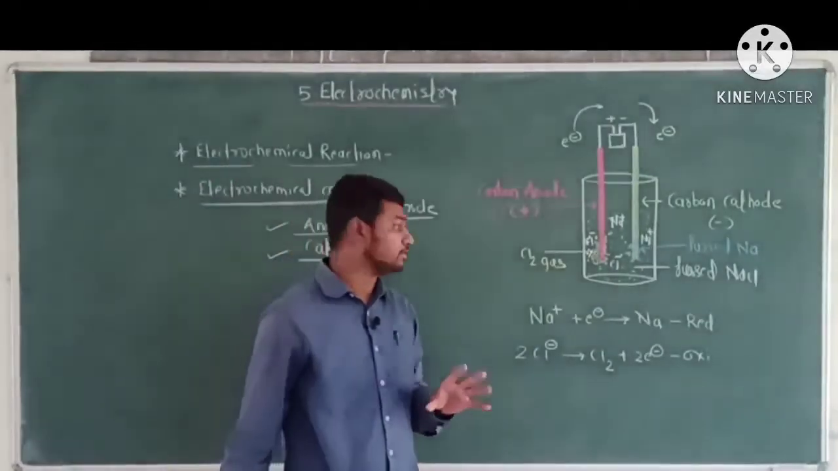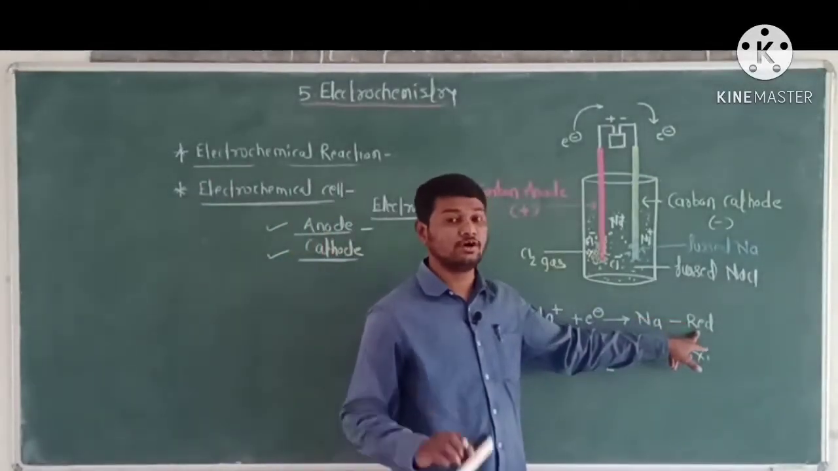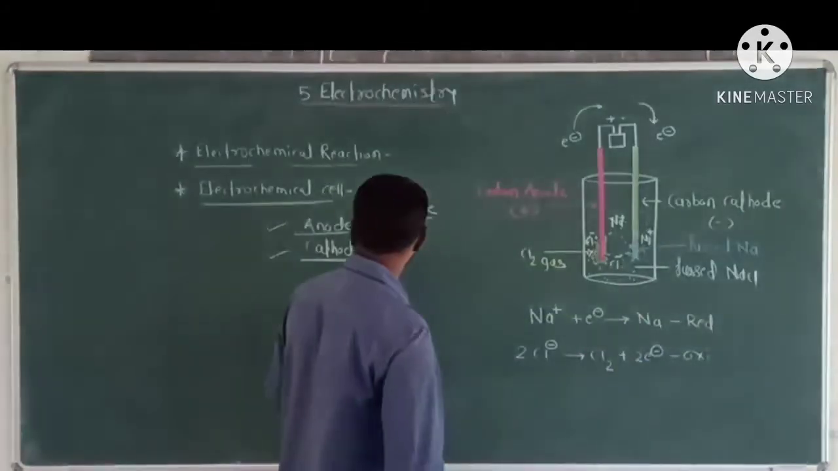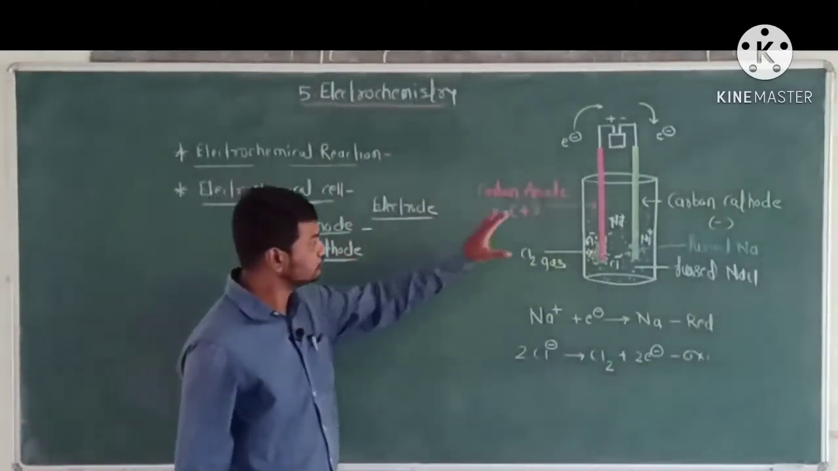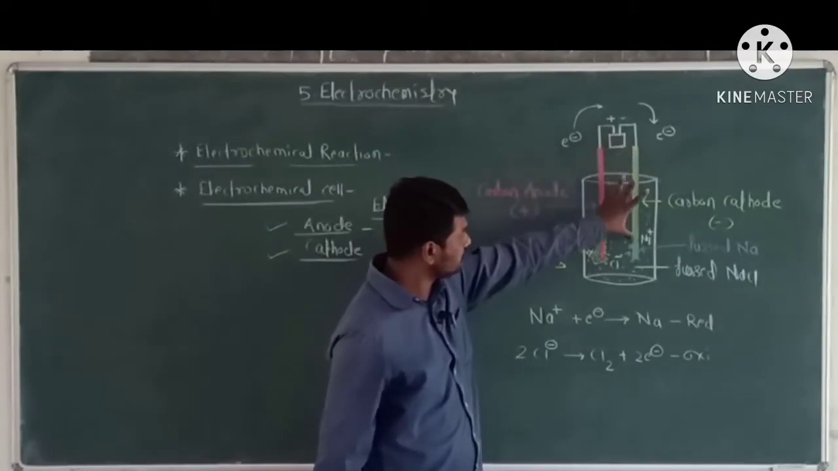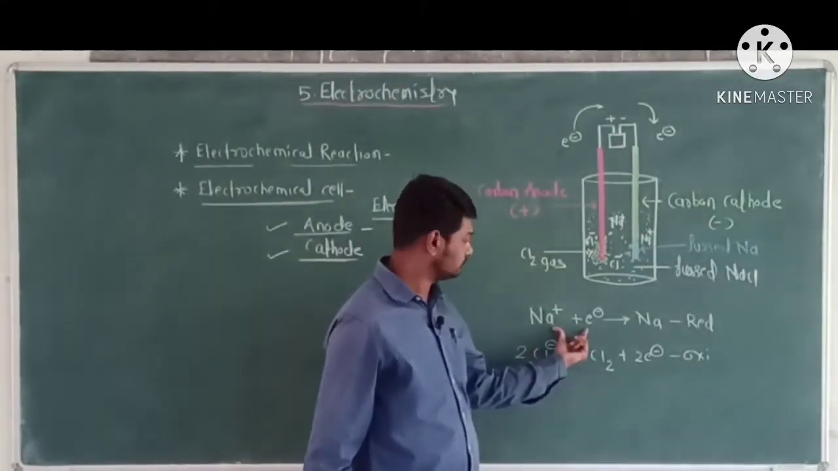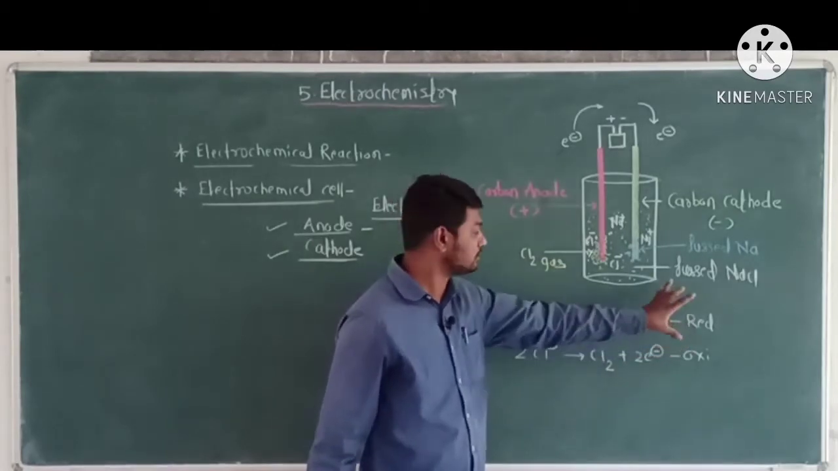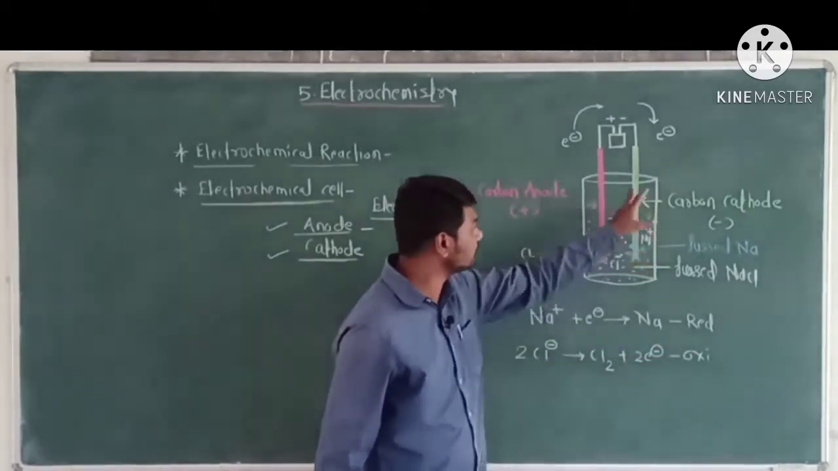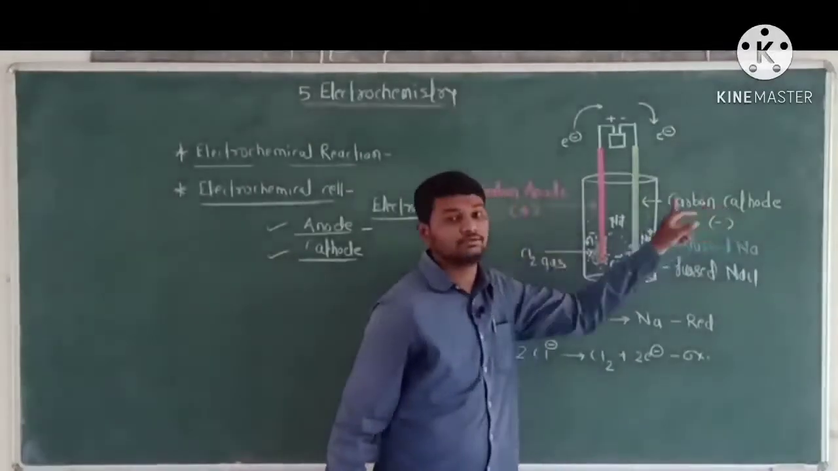Okay. Now second is cathode. The electrode on which the reduction reaction occurs, such an electrode is called the cathode. Here, this is the cathode, and in this electrode, this chemical reaction occurs. This is the reduction reaction. This reduction reaction occurs in this electrode. Therefore, this electrode is called the cathode.